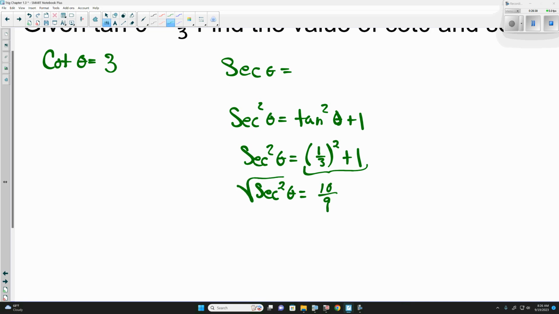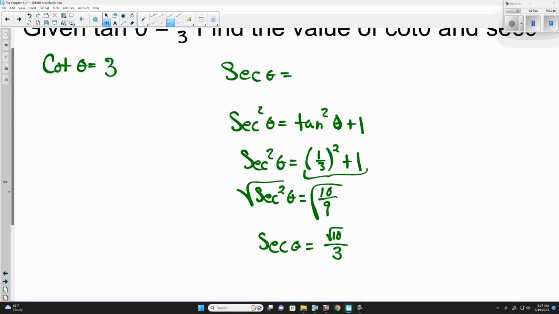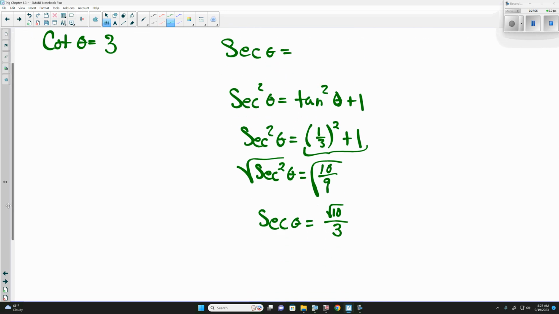And lastly, we will square root both sides. Now secant squared is just going to be secant. Now square root of 10 over 9 gives us square root of 10 over 3. And we get this here.